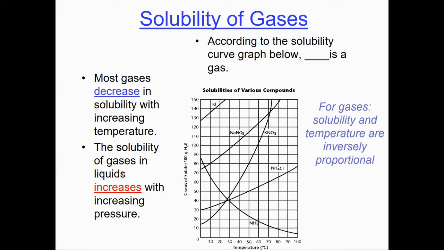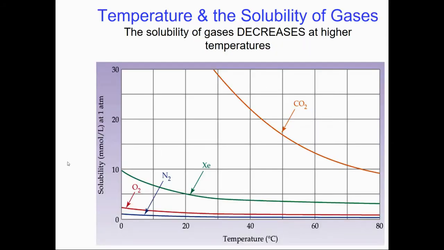Now if you do it versus pressure, you're going to have the opposite. So for gases, your solubility and your temperature are inversely proportional. And according to the solubility curve down here, ammonia is a gas. Okay. So again, just to reiterate, these are all gases. As your temperature increases, your solubility is going down. These are for gases: oxygen, nitrogen, xenon, and CO2.